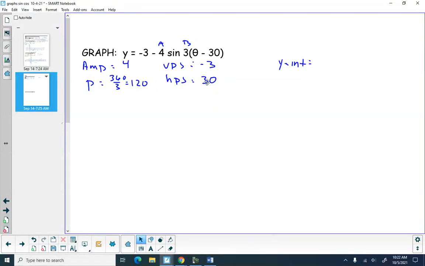Once again, your y-intercept, you're putting in 0 for theta. So you can clickety-clack into your calculator -3 minus 4 sine of 3 times -30, or if you want to do some mental math, -90. Does not matter. Y-intercept, Sydney, what do you get?